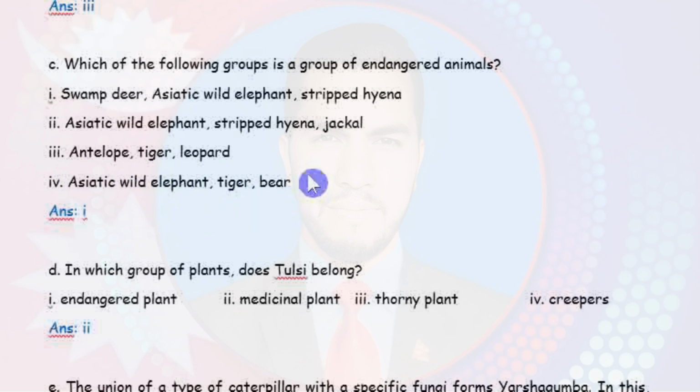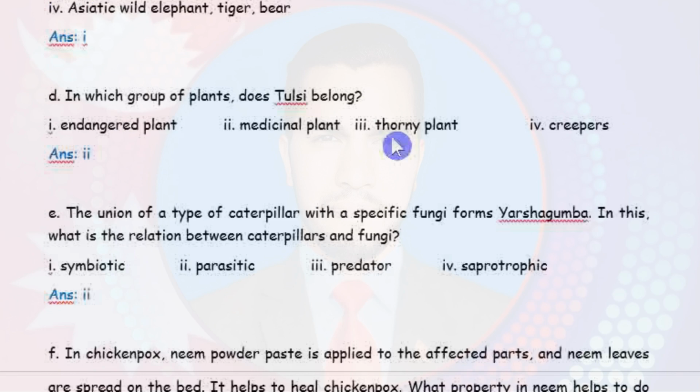Dear students, we have to memorize the name of the endangered animals which have been listed in our textbook. And according to that, when we observe here, the correct answer is option number 1, swamp deer, Asiatic wild elephant and striped hyena. Now let's go to the question number D.